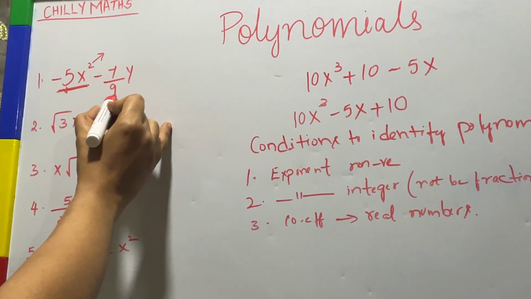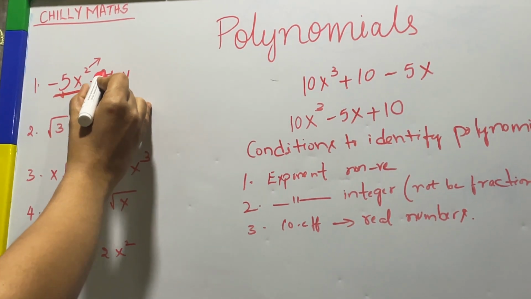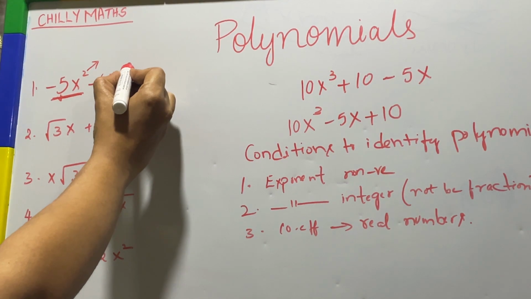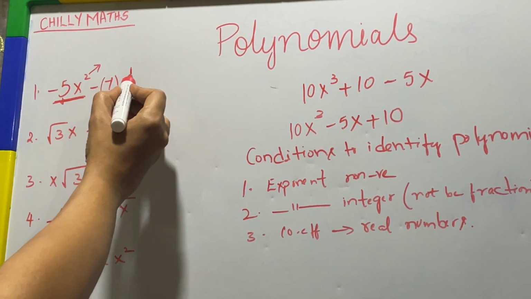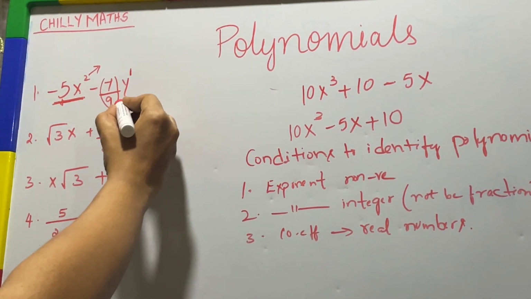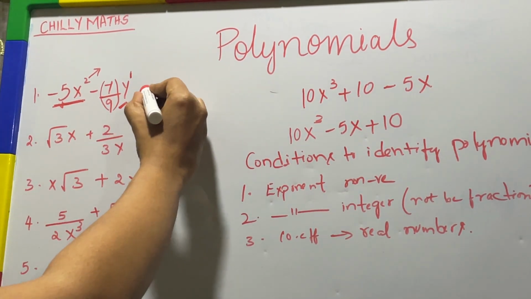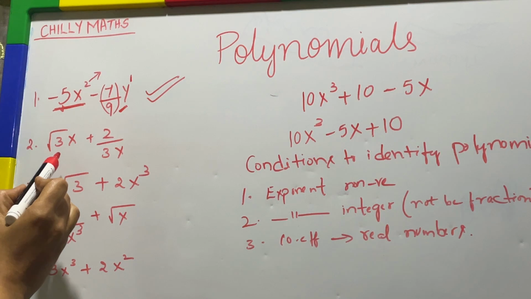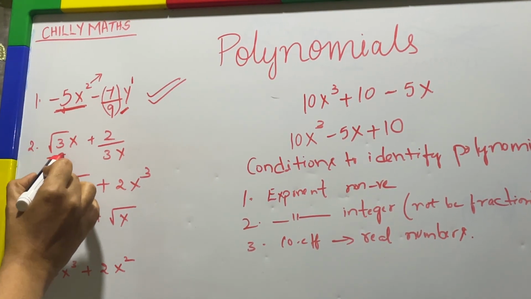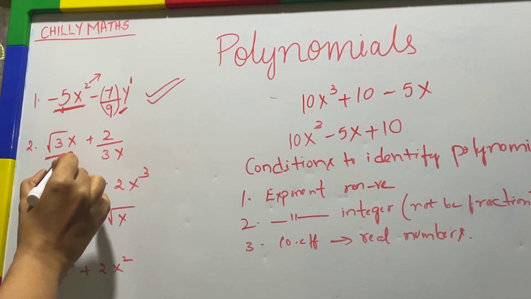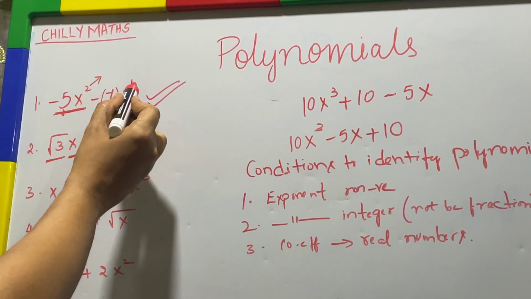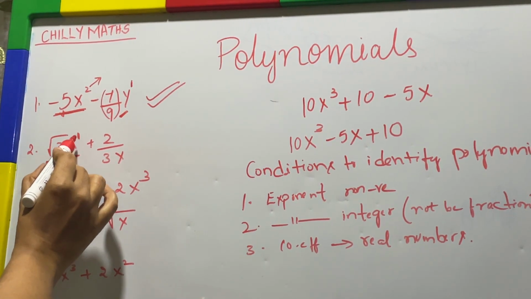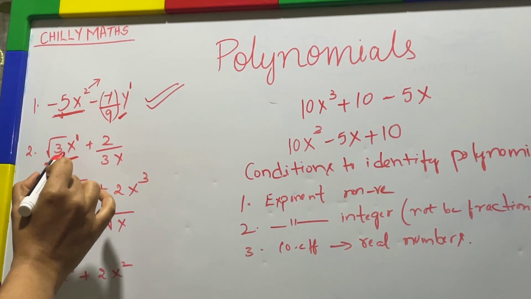In the second term, we see that it has a real number and it has a variable. So here the exponent can be considered as 1 and it is a non-negative integer. So this also satisfies our condition. So this is a polynomial. Now coming to the second question, here the coefficient is a real number and here the variable, again as I mentioned, we can consider the exponent as 1. So it is a non-negative integer, so this also satisfies.